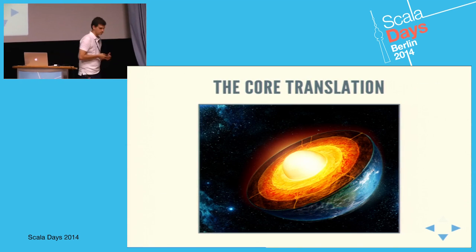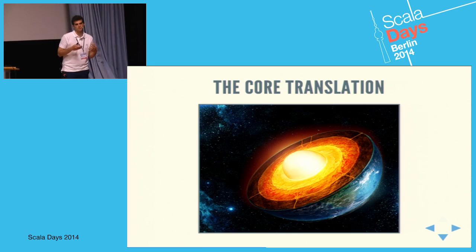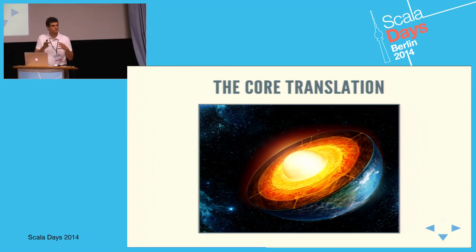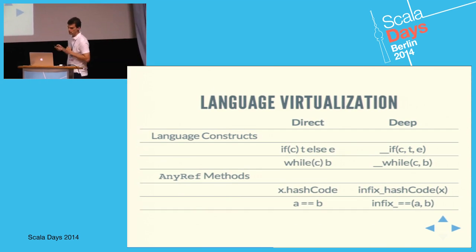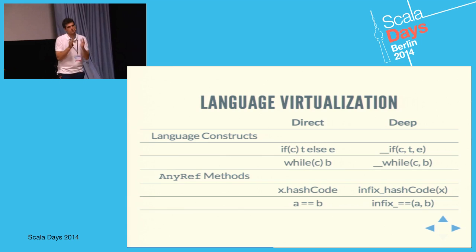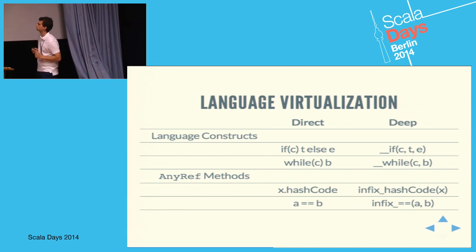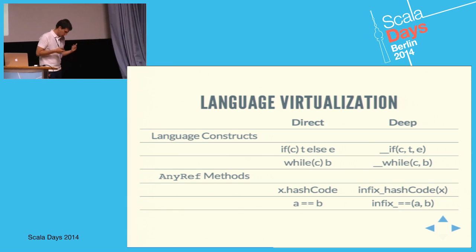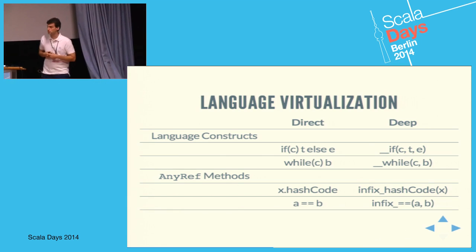And we call this part of Yin-Yang the core translation, because it's the essence, right? There is a lot of bells and whistles around, but this is the essence, right? So the first step we take is we divide the translation in two big parts, right? So to make it easier to digest, right? The first one is language virtualization. And this was already done by Adriaan Moors and T. Rompf in their paper Scala Virtualized.